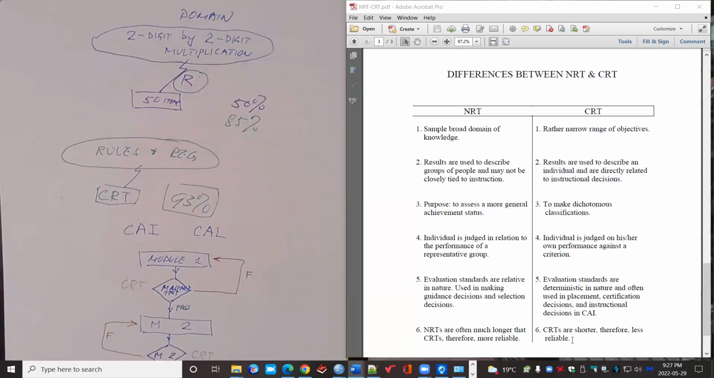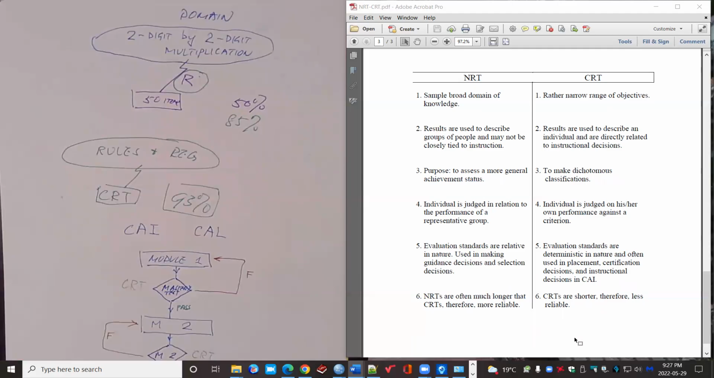CRTs are shorter. For example, the driver's license test, or the test here, is usually no more than 20 items or 30 items, okay, very short compared to NRT, and therefore less reliable. Right? The longer test is more reliable. You got it? Okay.